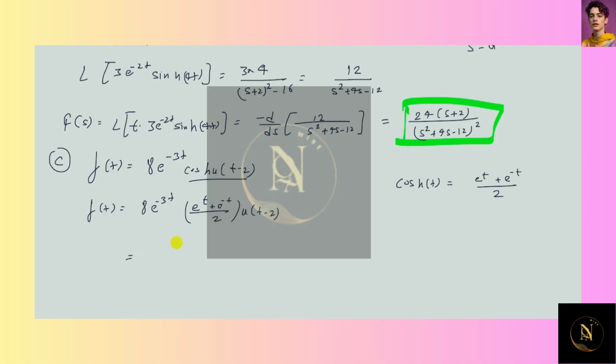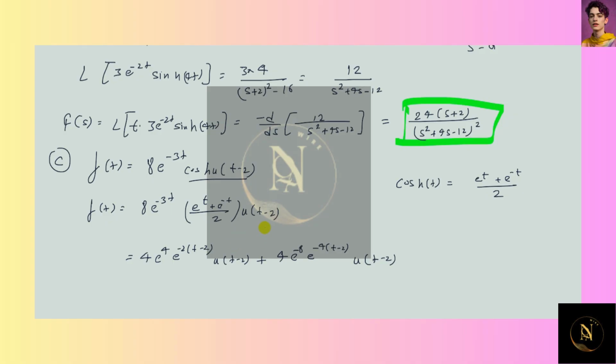Now this term can be written when we separate it into two parts. 8 divided by 2 is equal to 4. So this would be 4e^4 e^(-2(t − 2)) u(t − 2) plus 4e^(-8) e^(-4(t − 2)) u(t − 2).